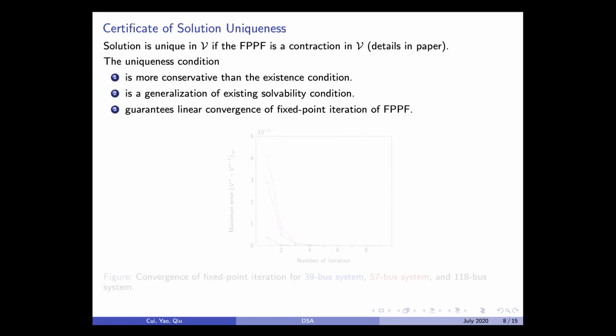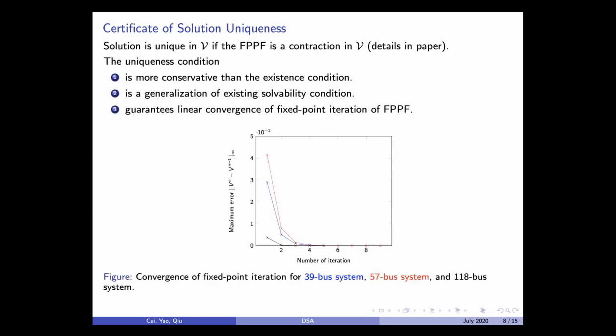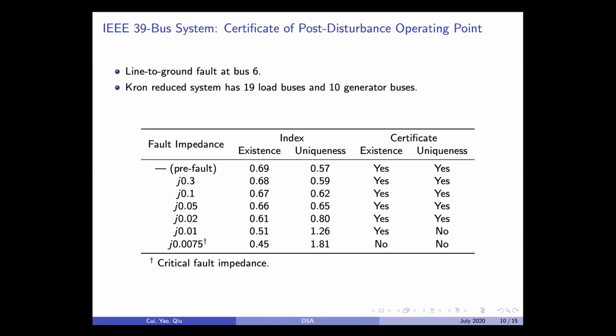And another favorable feature of this uniqueness characterization is that it guarantees linear convergence of the fixed point iteration to find the unique fixed point. As we can see, the simulation results here show that for some standard IEEE test systems, it converges to the unique fixed points fairly quickly. So next, let's look at some simulation results.